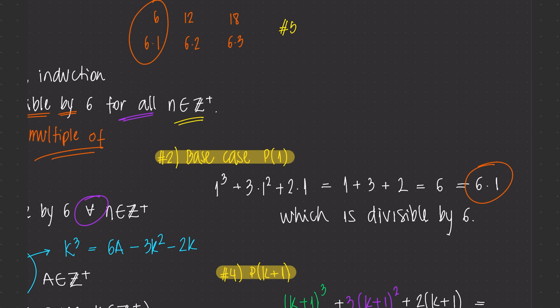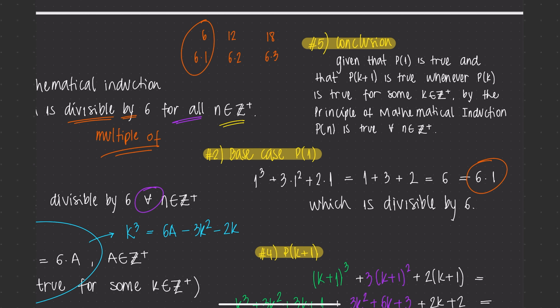Now the only thing that's left for us to do is to write the conclusion. Given that p of 1 is true and that p of k plus 1 is true whenever p of k is true for some positive integer k, then by the PMI, p of n is true for all positive integers.